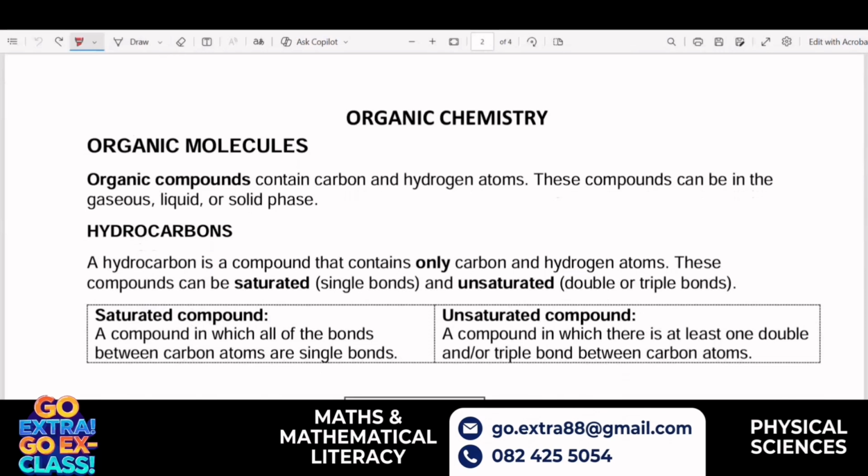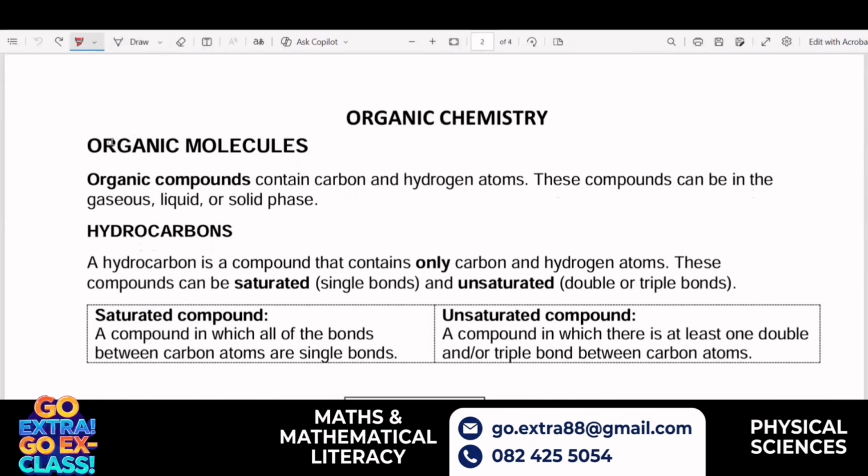Now let's look at organic molecules. What are organic molecules? As we've already defined, this is the chemistry of carbon compounds. So organic molecules are molecules that consist mostly of carbon. We can simply say that organic molecules are the carbon molecules, but in this case we also include hydrogen.